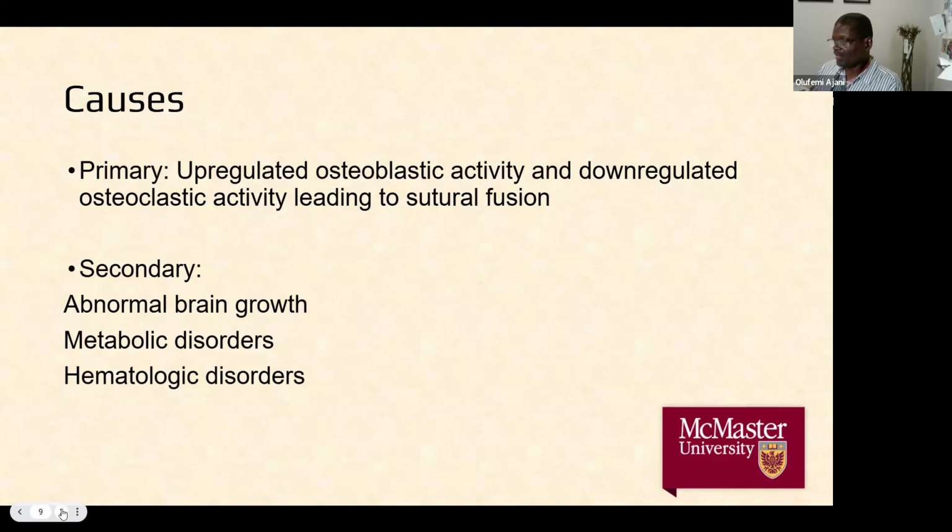These genes are mainly fibroblast growth factor receptor genes. Three of them have been well studied, FGFR 1 to 3, with different mutations, usually on multiple loci.